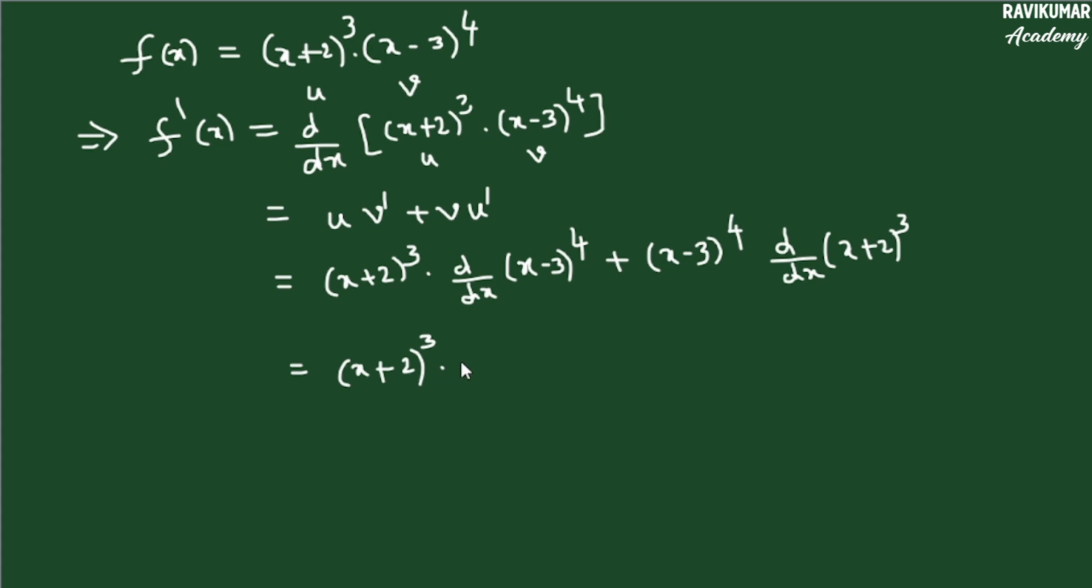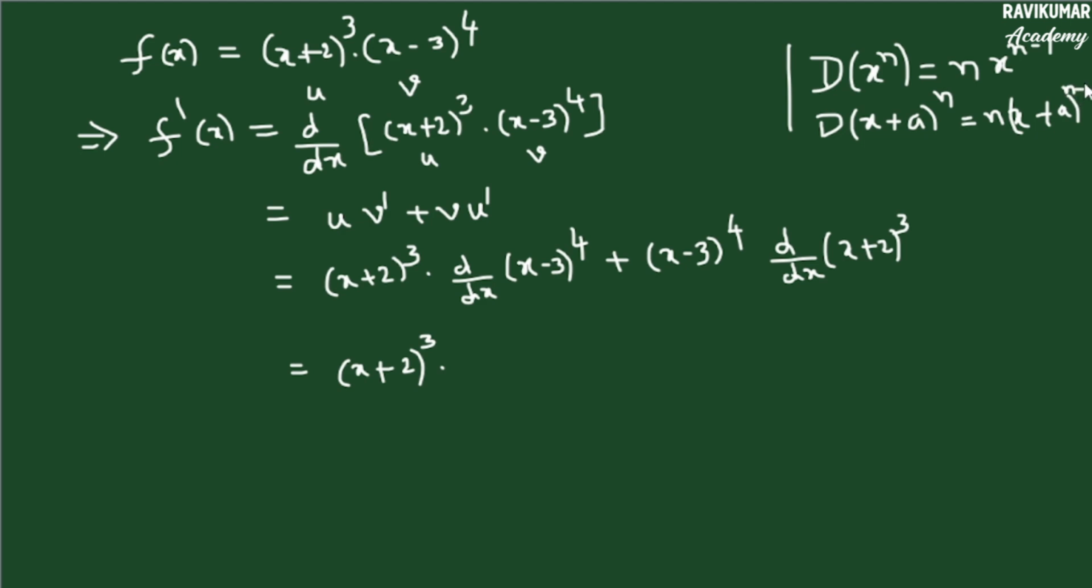(x + 2) whole cube multiplied by... what is the derivative of x power n? The derivative of x power n is n into x power n minus 1. Whether it is the derivative of (x + a) whole power n, it is also the same: n into (x + a) whole power n minus 1. So whether you have x plus a or x minus a, it doesn't matter here.